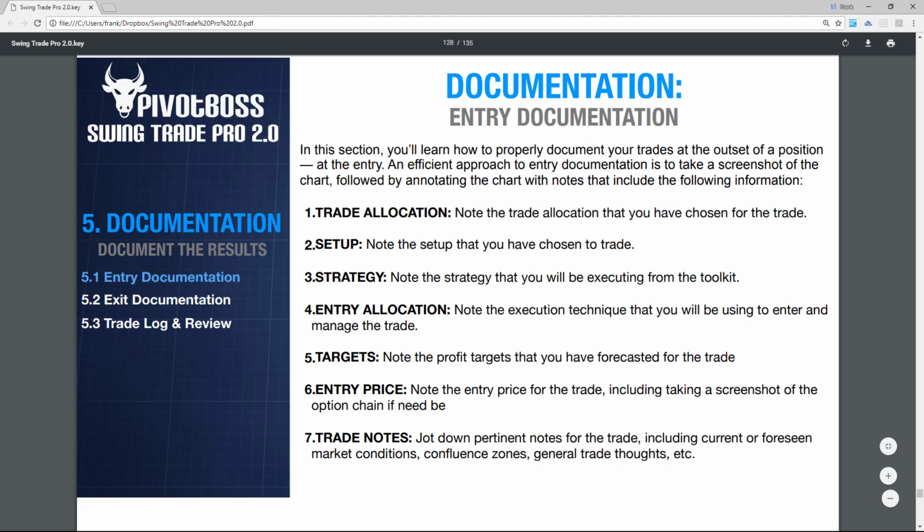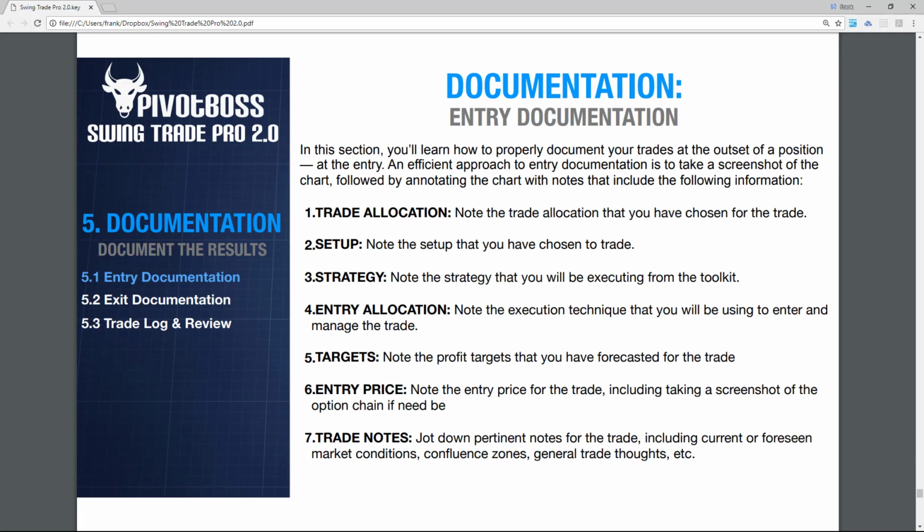In this section, you'll learn how to properly document your trades at the outset of a position, at the entry. An efficient approach to entry documentation is to take a screenshot of the chart, followed by annotating the chart itself with notes that include the following information. Number 1, trade allocation. Number 2, setup. Number 3, strategy. Number 4, entry allocation. Number 5, targets. Number 6, entry price. And number 7, trade notes.